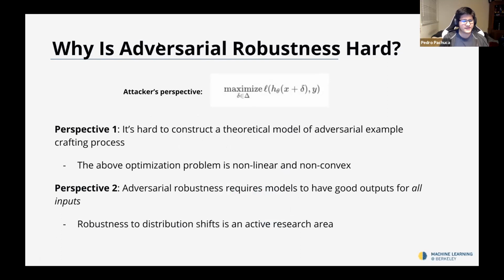The first perspective here is that it's hard to construct a theoretical model of what the attacker is doing and how they actually create these adversarial examples. This optimization problem is nonlinear and non-convex, so it's hard to generalize overall to see how different attackers make these adversarial examples. The second perspective is that adversarial robustness, which means just protecting yourself against adversarial attacks, requires models to have good outputs for all inputs. And it's pretty easy for an attacker to make an adversarial attack, but it's very hard for a defender to defend against all possible adversarial attacks.